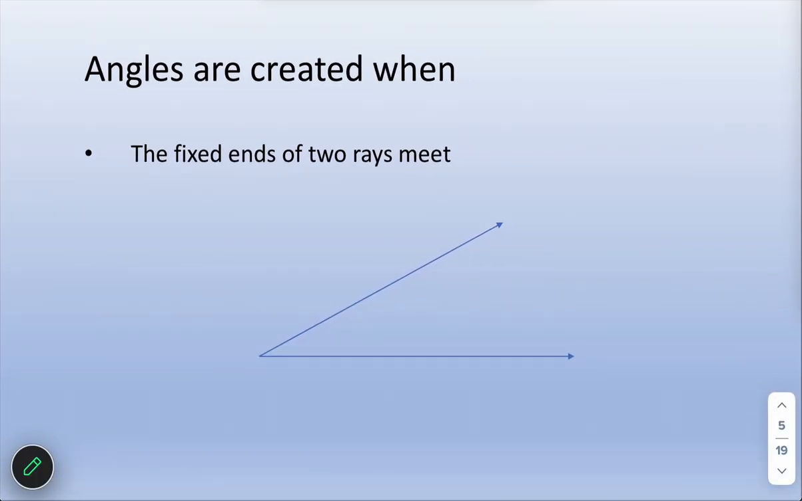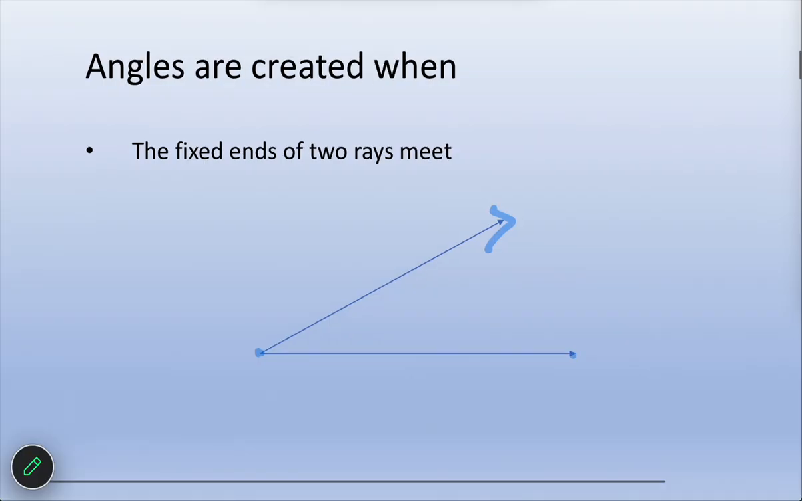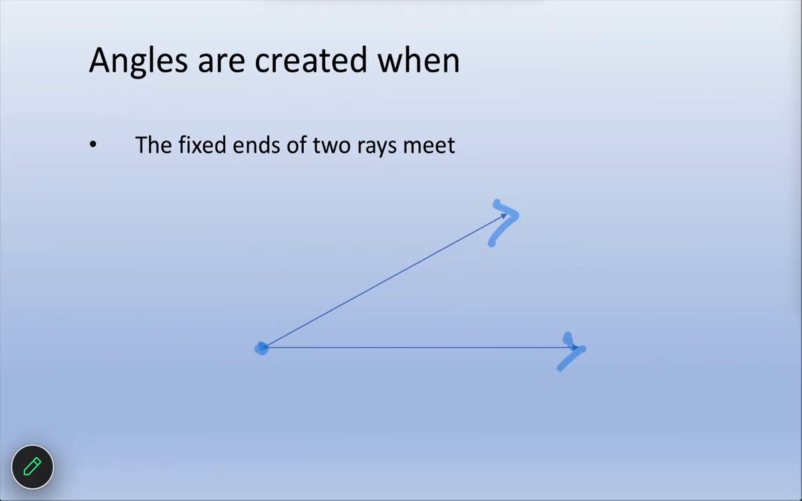Let's talk about angles. Angles are what is created when the fixed ends of two rays meet. So remember that ray we were talking about, this fixed end, and then our ray goes here, and this fixed end, and our ray goes there. They have that common endpoint. That endpoint is called the vertex. And that might be on the next slide, I'm not sure, but in case it wasn't, I want to make sure to show you that.